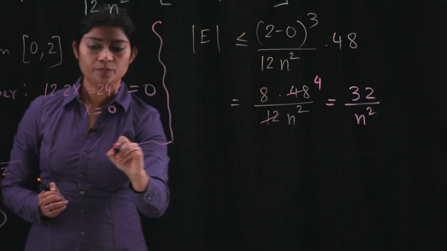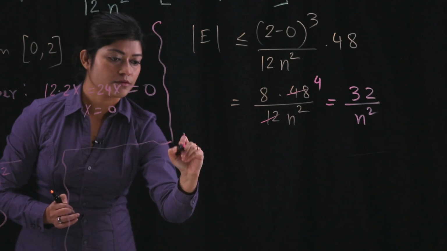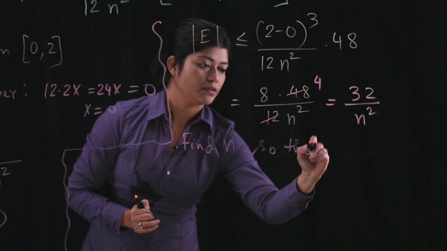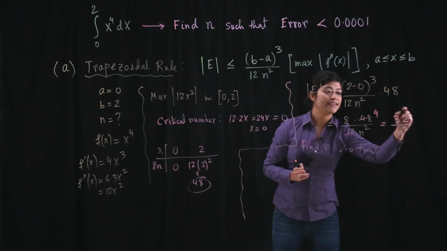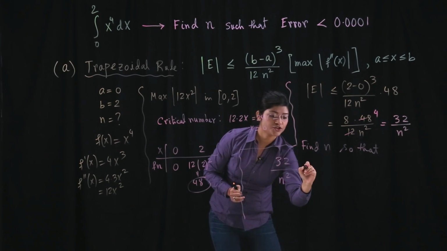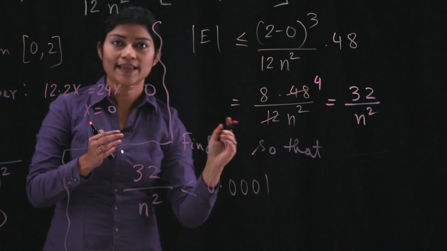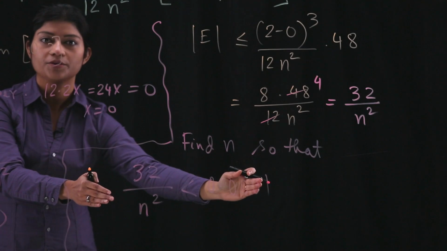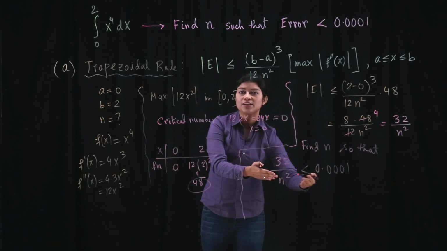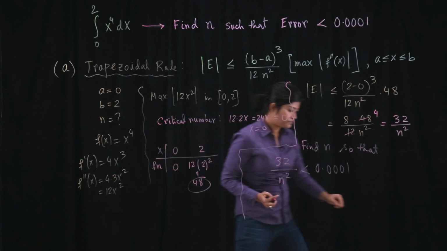Okay. We want to make sure, we want to ensure, so we want n. So find n so that the error is less than this, which means this quantity, 32 over n squared, has to be less than 0.0001. That is the setup. That's the important part, okay? Then we have to figure out which n will make that happen. So here is an inequality in n, and you have to just solve for n. Very simple, right?